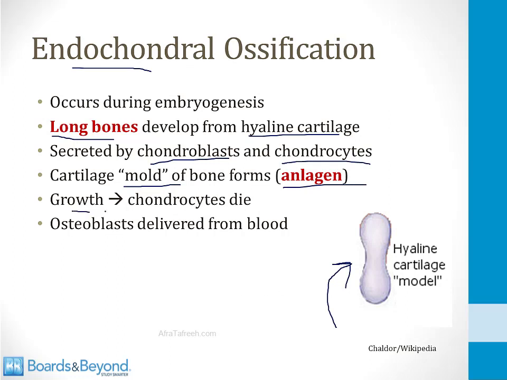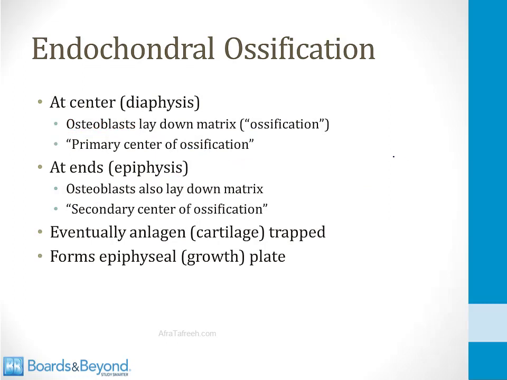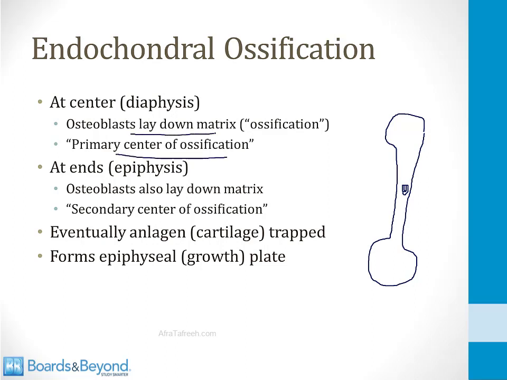As the mold grows, the chondrocytes die, and then osteoblasts come in from the blood, and they will turn this cartilage mold into a bone. The conversion of the cartilage mold into bone starts at two places. For example, if you have a typical long bone, at the center of the bone you will have what's known as the primary center of ossification. This is where osteoblasts will begin laying down bone matrix. At the ends of the bone, which is called the epiphysis, you will also get a center of ossification. This is called the secondary center of ossification.